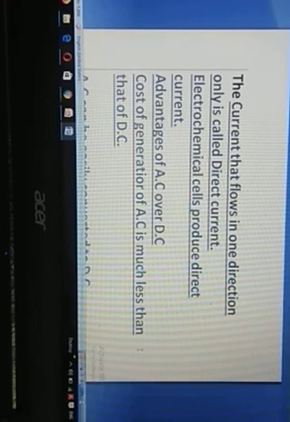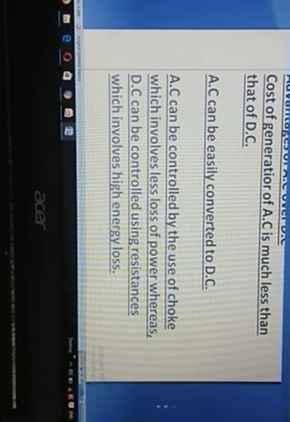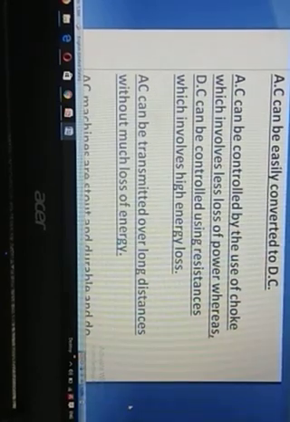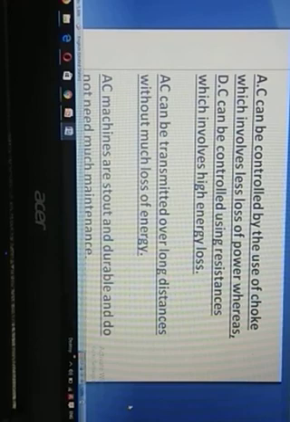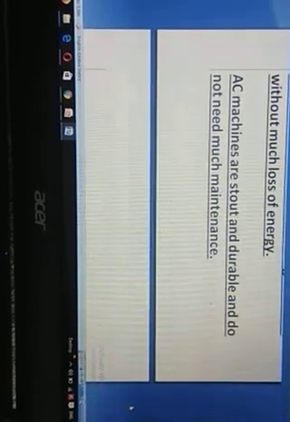The cost of generating AC is much less than DC, so the cost is very cheap. AC can be easily converted. AC can be controlled by use of a choke, which involves less loss of power, whereas DC is controlled by resistance, which involves high energy losses. AC can be transmitted over long distances without much loss of energy, and AC machines are stout and durable and do not need much maintenance. These are the advantages of AC generators.